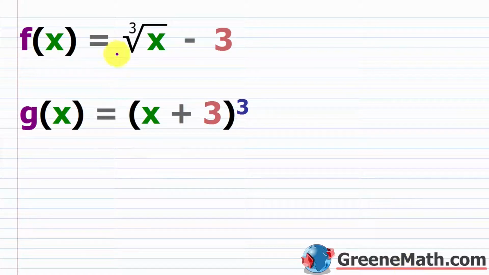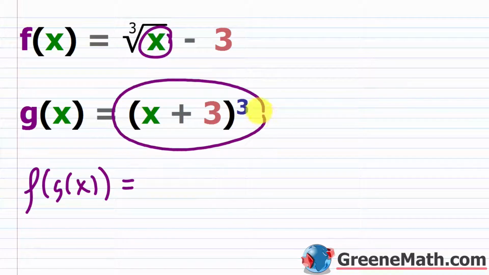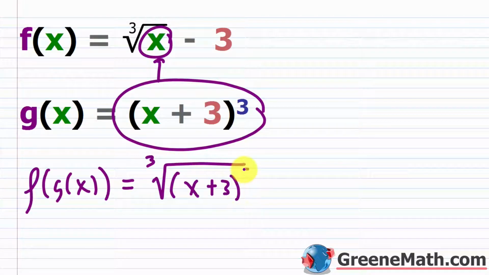So we have f of x equals the cube root of x minus 3, and g of x equals the quantity x plus 3 cubed. So are they inverses? Let's check f of g of x first and see what we get. So this is my f of x. I'm going to plug this in here for x. So again, this whole thing gets plugged in there. So you would have the cube root of the quantity x plus 3 cubed, and then you'd be subtracting away 3 out here.